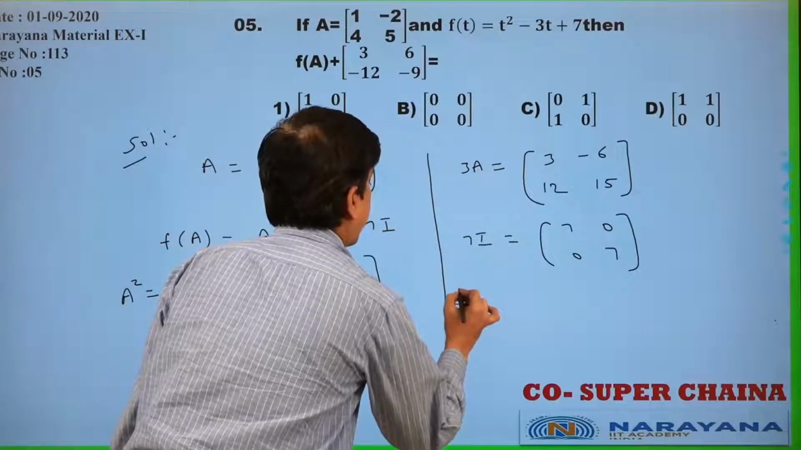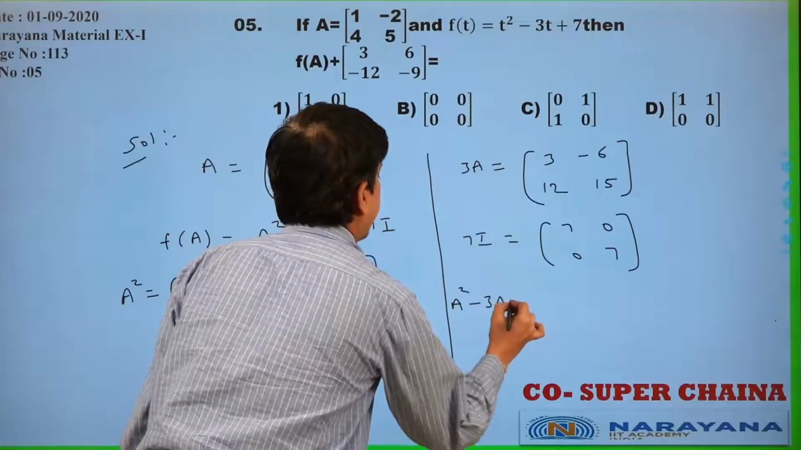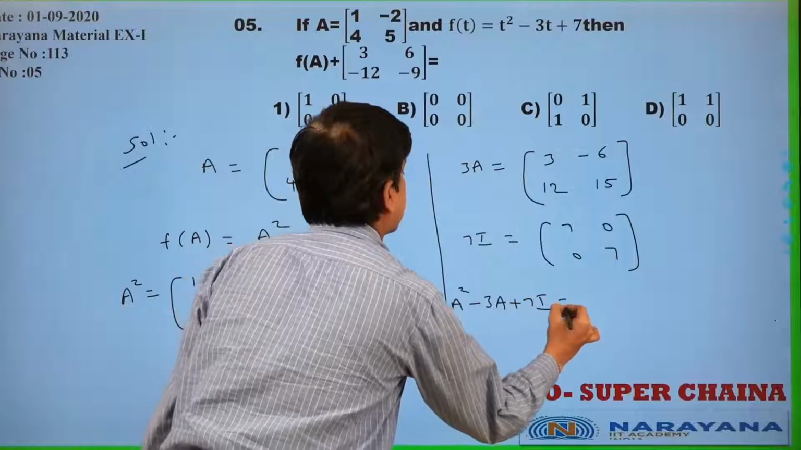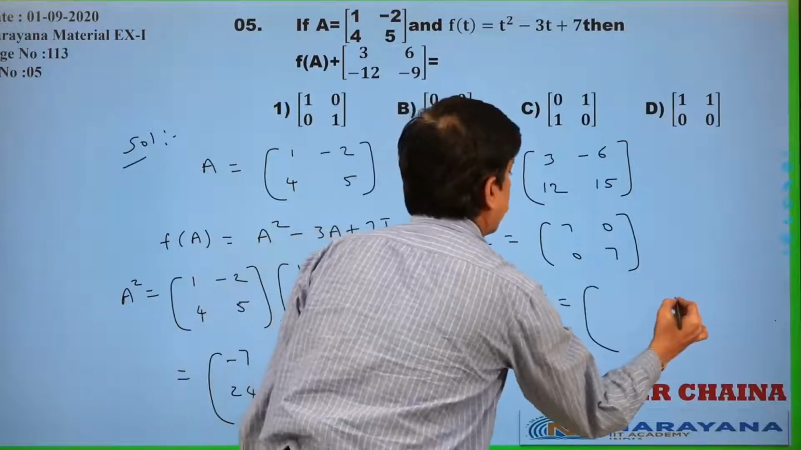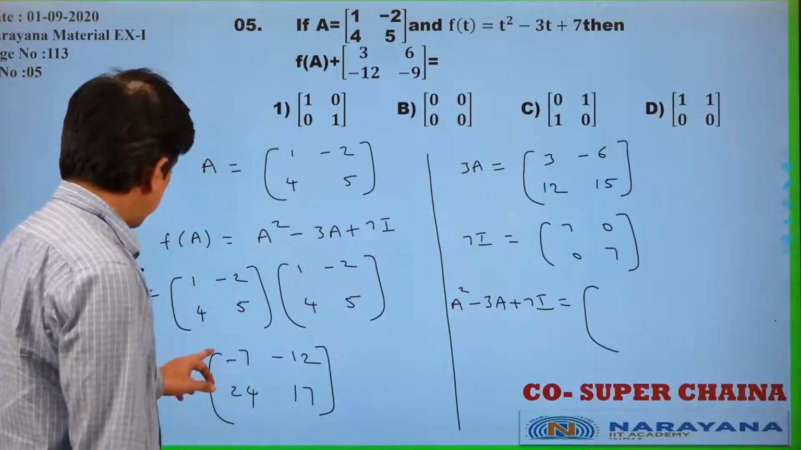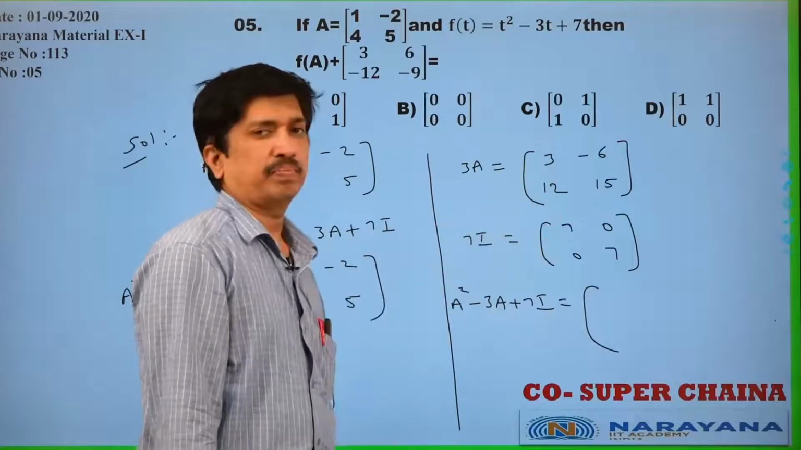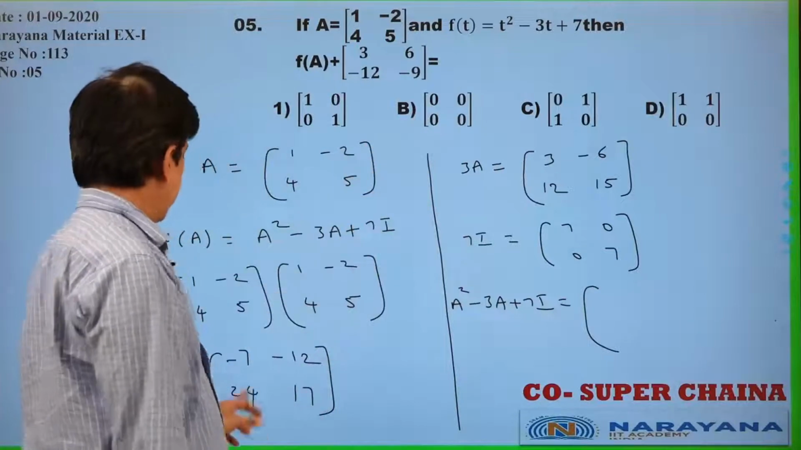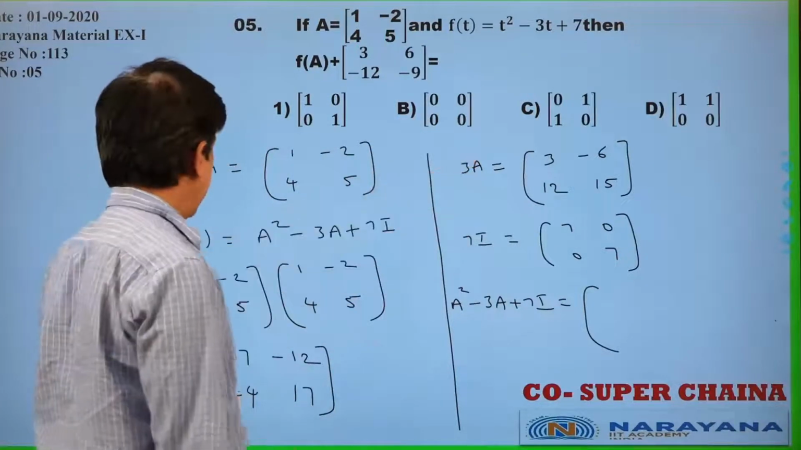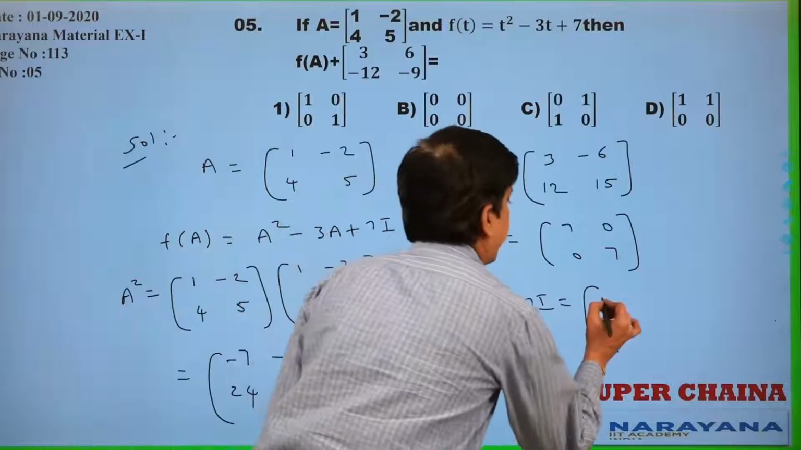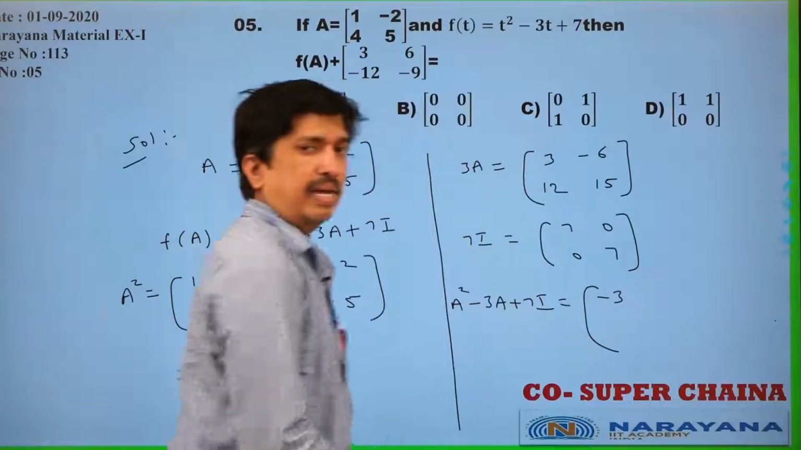Now what is A square minus 3A plus 7I? A square is minus 7, minus 3, plus 7. Why? Because plus 7I is there. Minus 7 plus 7 cancel. That is minus 3 is the remaining thing here. Is it clear or not?